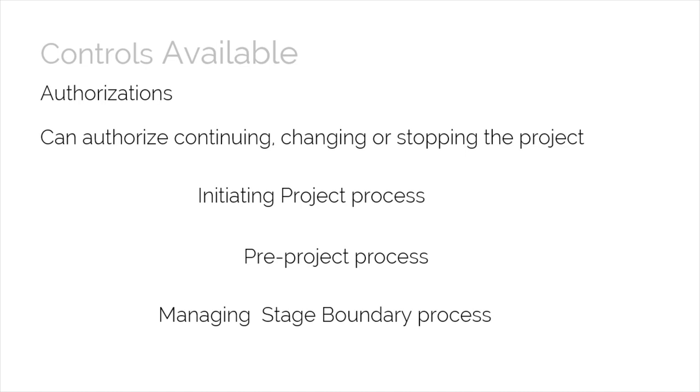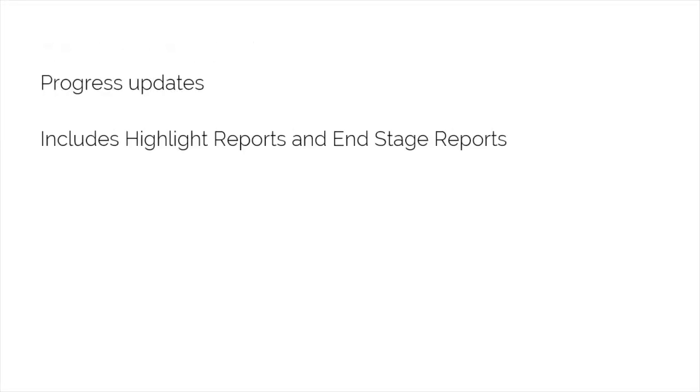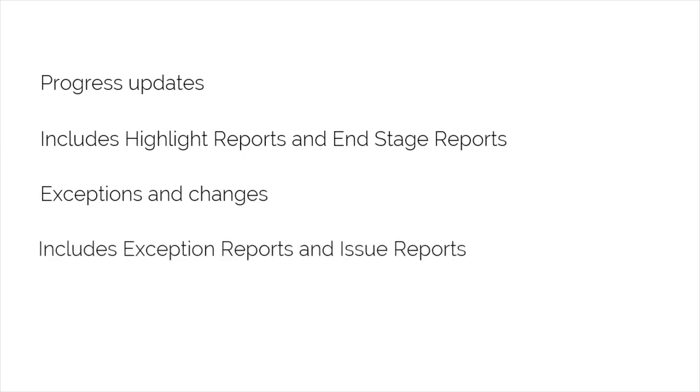The project board also controls the project using progress updates, which include highlight reports and end stage reports. The last control that the project board has is exceptions and changes. These include the exception reports and issue reports that they receive from the project manager as and when they occur.